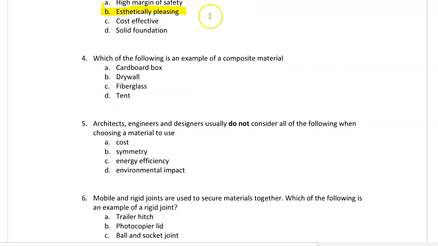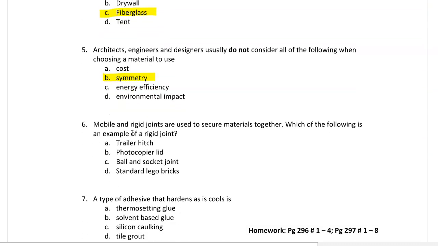Number 5, which of the following is an example of a composite material? A, B, C, or D? Answer C, fiberglass, which is made up of many different types of materials. Okay, architects, engineers, and designers usually do not consider all of the following when choosing material to use. Which one do they not usually take when looking at the material? A, B, C, or D? And that's right. Answer B, symmetry. This would be one of the design features, not of the material, but how we're putting the materials together.